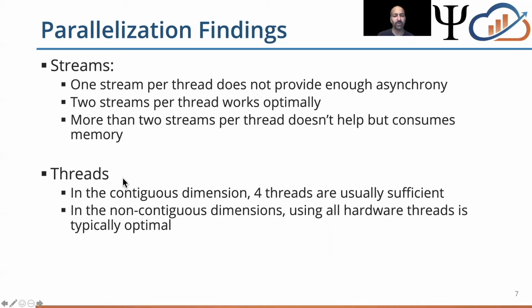And then finally, with threads in the contiguous dimension, what we find is that after about 4 threads, you don't get any better performance. But in the non-contiguous dimension, oftentimes we have to use all of the hardware threads to get optimal performance. And using too many threads here, as long as you don't over-provision the hardware, doesn't hurt the performance, but it doesn't help once you reach that maximal efficient number.